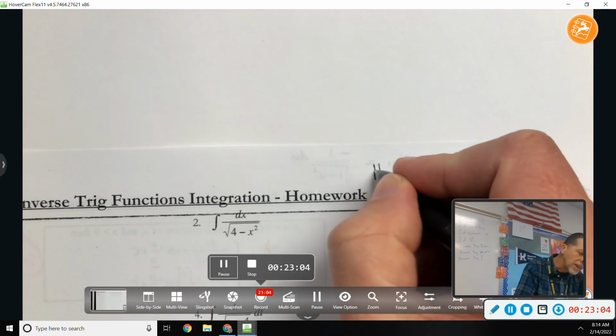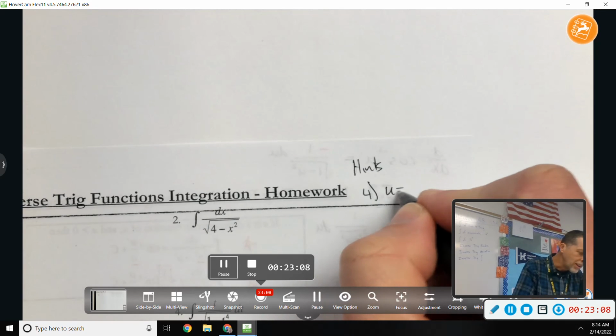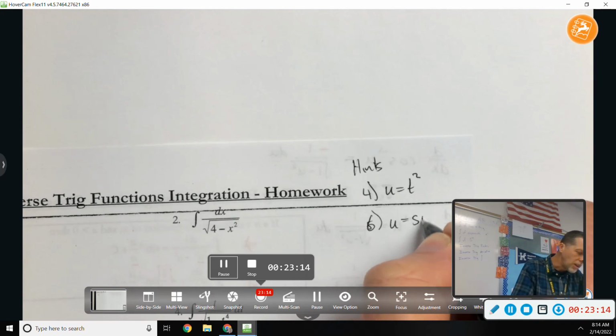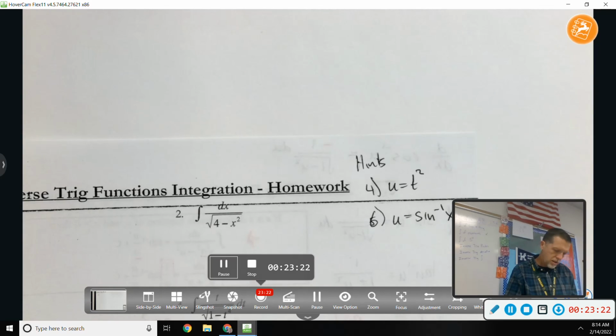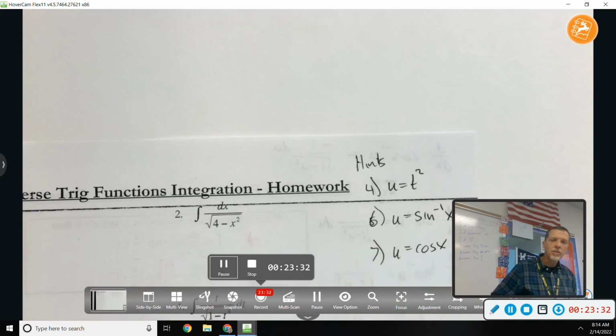How about some hints before the bell rings, real quick? On number 4, let u be t squared. On number 6, let u be inverse sine of x. And on number 7, let u be cosine of x. Just put those where you can see them.